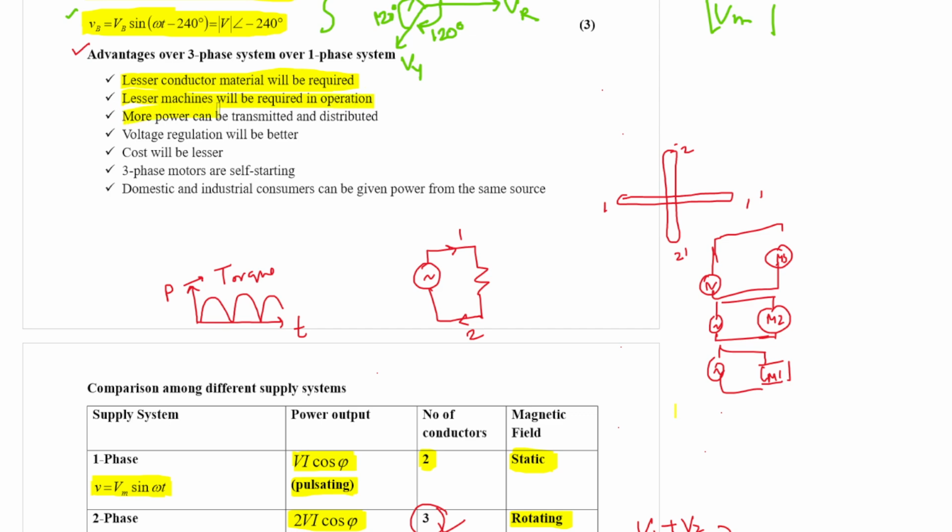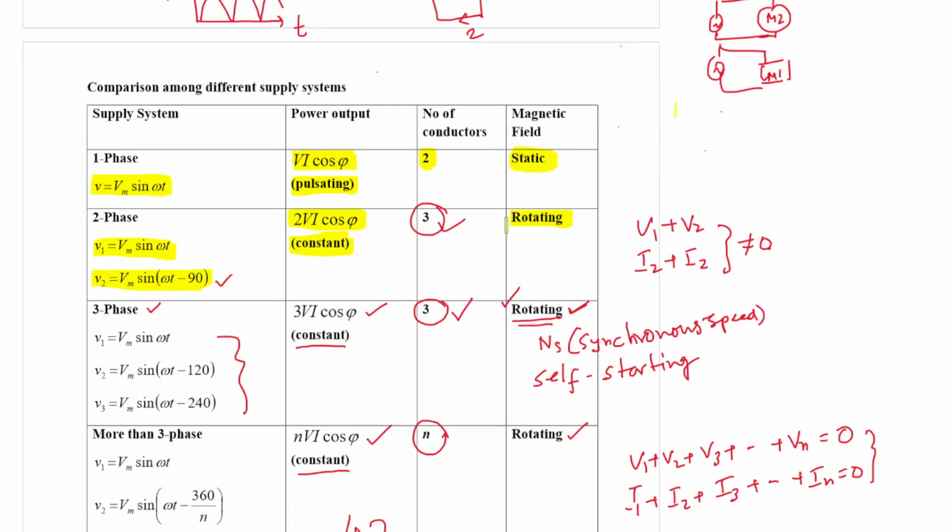More power can be transmitted, as seen here. It can transmit 3 VI cos phi. It is the highest.